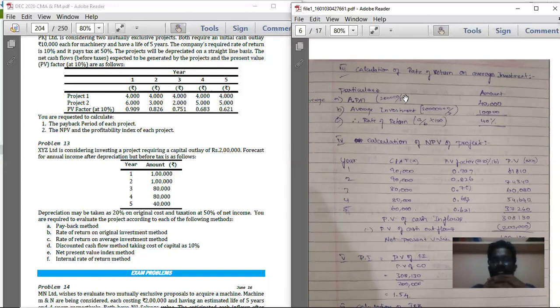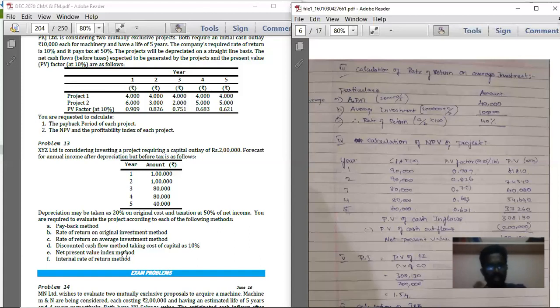Below that, small Roman number 4, calculation of NPV of project. So the next point which you are going to calculate is NPV. But see carefully, see here, discounted cash flow method they have asked. Okay, this is how they will confuse us in exam. Discounted cash flow method is nothing but NPV method.